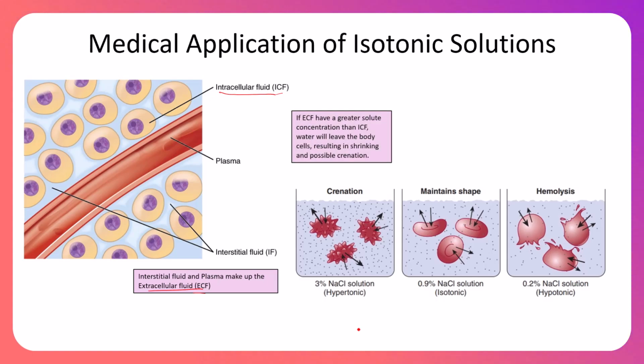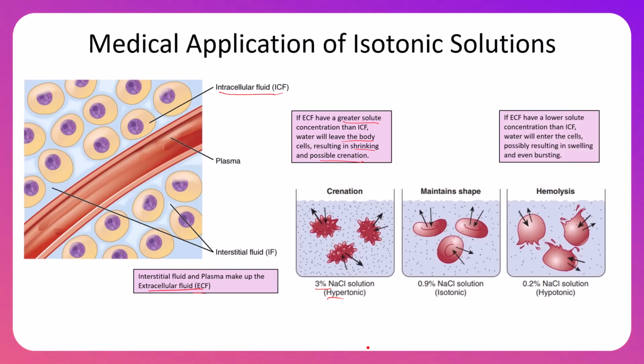So if the ECF, the extracellular fluid, has a greater solute concentration than the ICF, meaning the solute is more highly concentrated outside of a cell than it is inside the cell, water will leave the cell, resulting in the shrinking of cells and possible crenation. So if we have a solution outside of our cells in our body that has a higher solute concentration than inside the cells, our cells will actually begin to shrivel up and shrink and possibly even fully crenate.